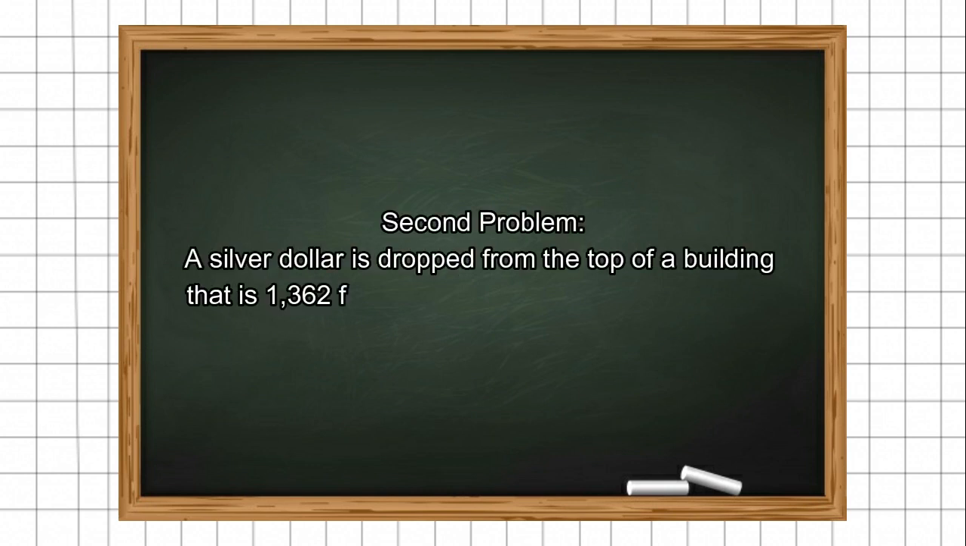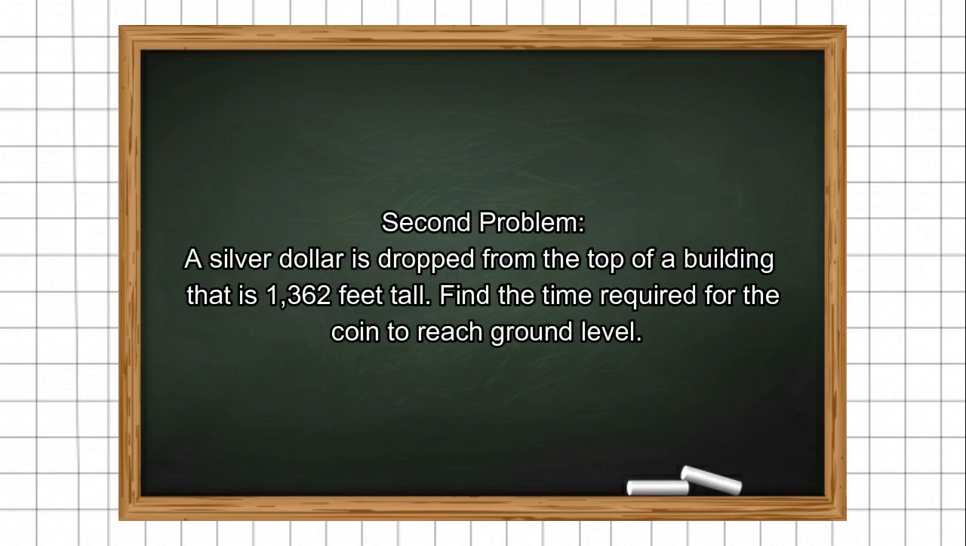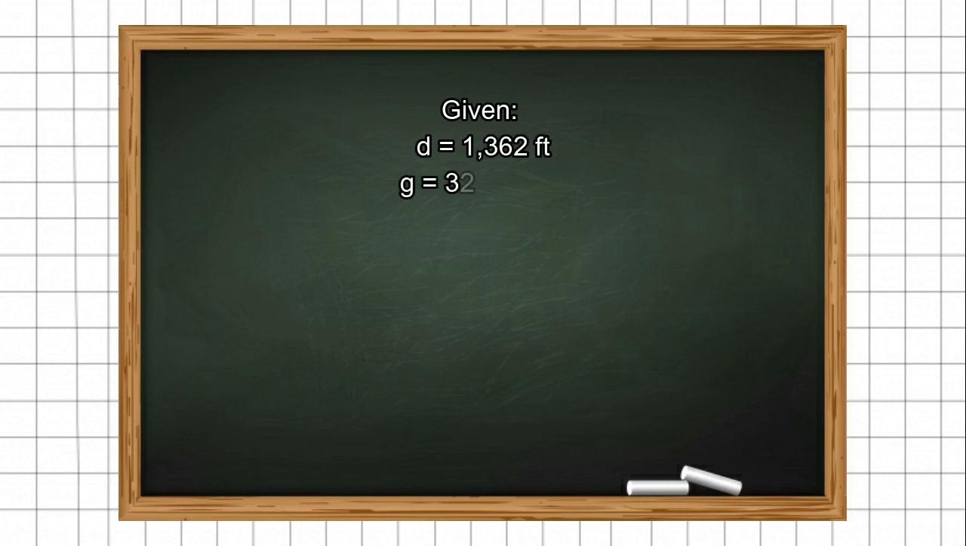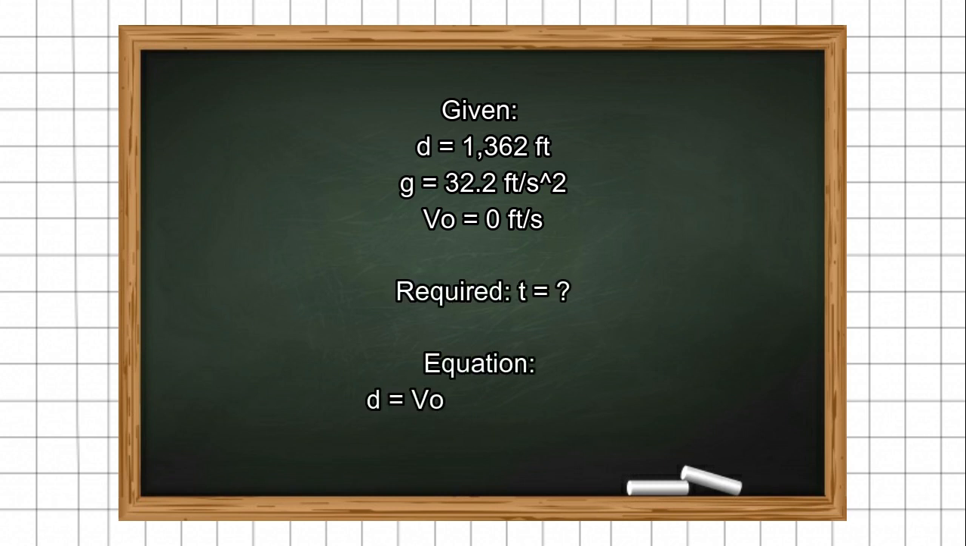So, for the next problem, a silver dollar is dropped from the top of a building that is 1,362 feet tall. Find the time required for the coin to reach ground level. Let us first determine the given. Vi equals 0 feet per second. Distance equals 1,362 feet. And gravity equals 32.2 feet per second squared. In this problem, the required part is calculating the time.